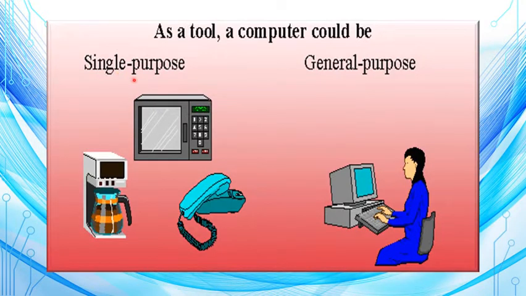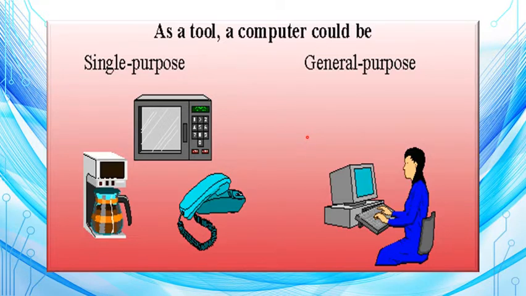Let's understand with the help of a few examples. Special purpose computer is your microwave oven. A special purpose computer is a juicer. A telephone also is a special purpose computer.